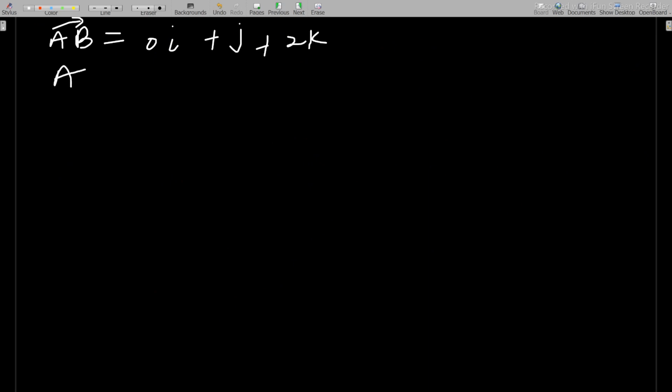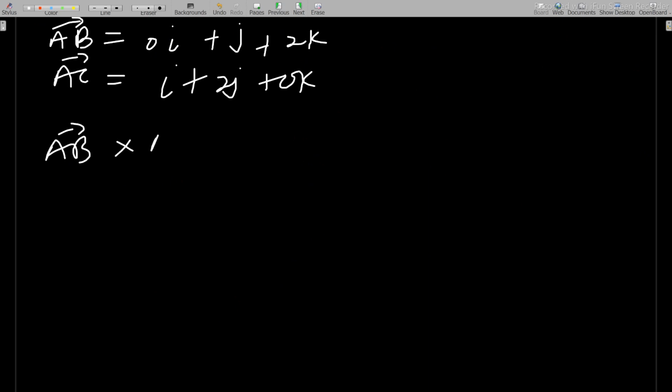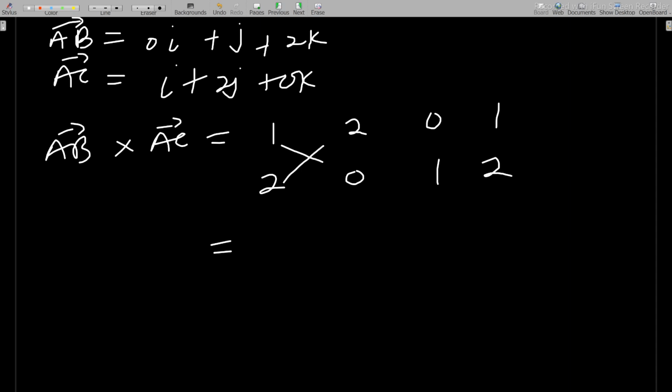Then our AC is also giving us i plus 2j plus 0k. Okay, so AB cross AC, we need this, will be equal to simply writing my AB from the second term, that is the j term, and I'll get 1, 2, 0, then 1. And I come to AC, I just write it from 2, 0, 1, 2. So like we do it always, this goes to that minus this goes to that.